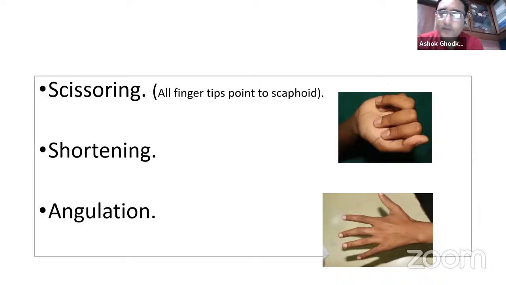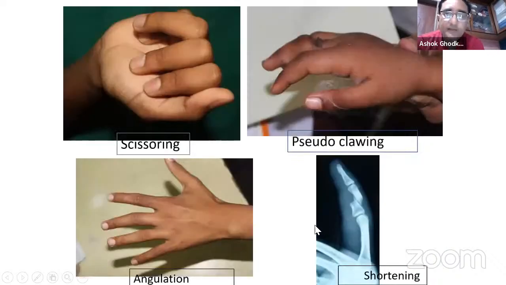So what should we look for in a finger or hand injury? Always ask them to flex the fingers. Whenever you do this, all the fingers point towards the scaphoid. So this is called the normal cascade. But if there is scissoring like this, or there is some shortening, or there is pseudoclaw, something like this with this fracture, this needs surgery. So we should go ahead with the surgery.